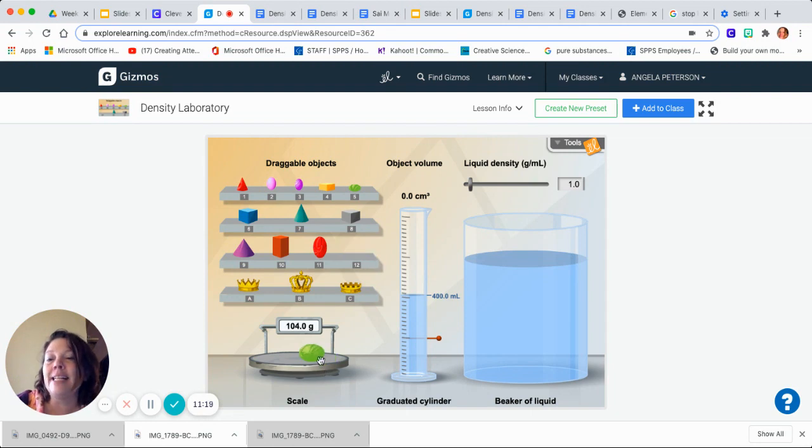Item 12 has a mass of 104 grams. It has a volume of 114 centimeters cubed, and floats. All right, that's all for activity A.